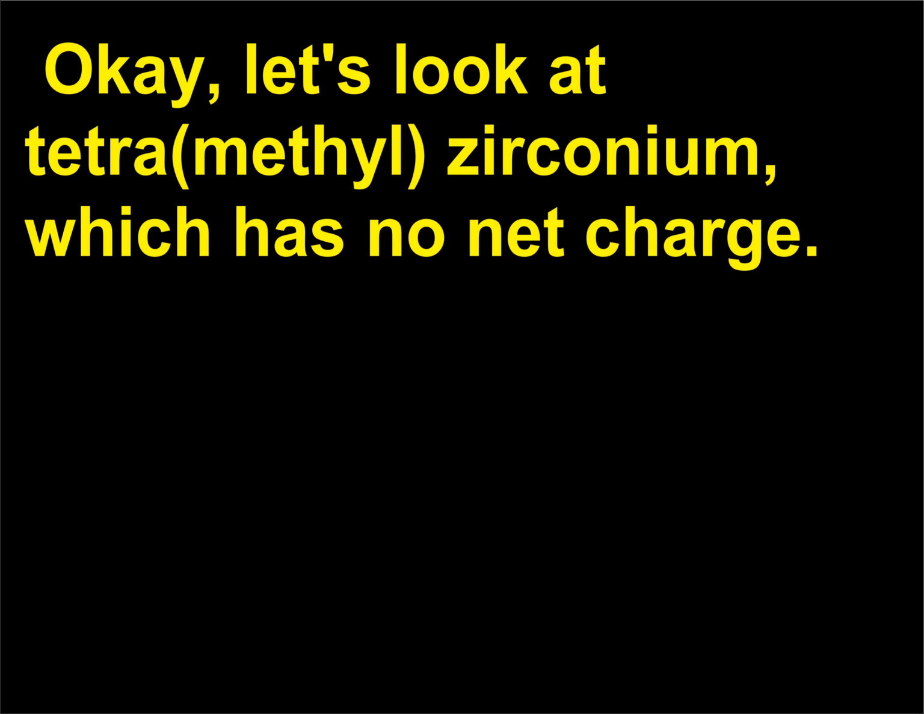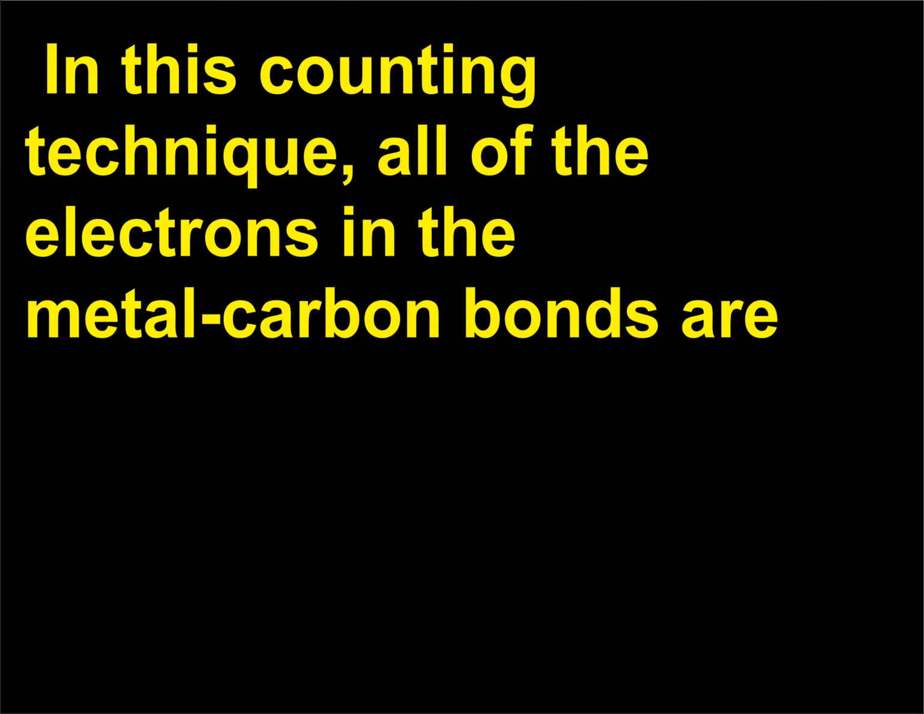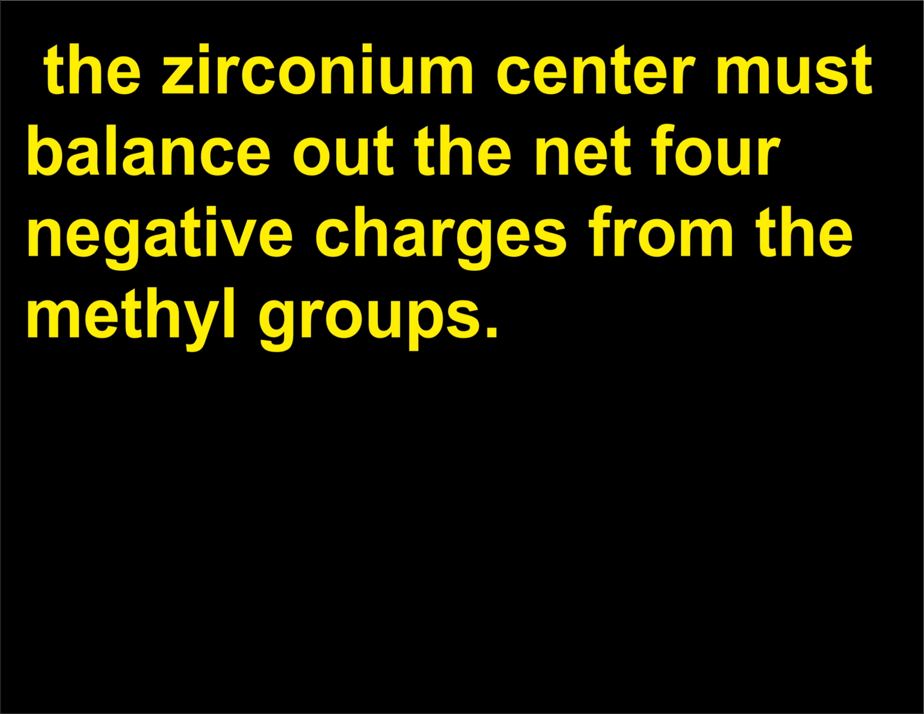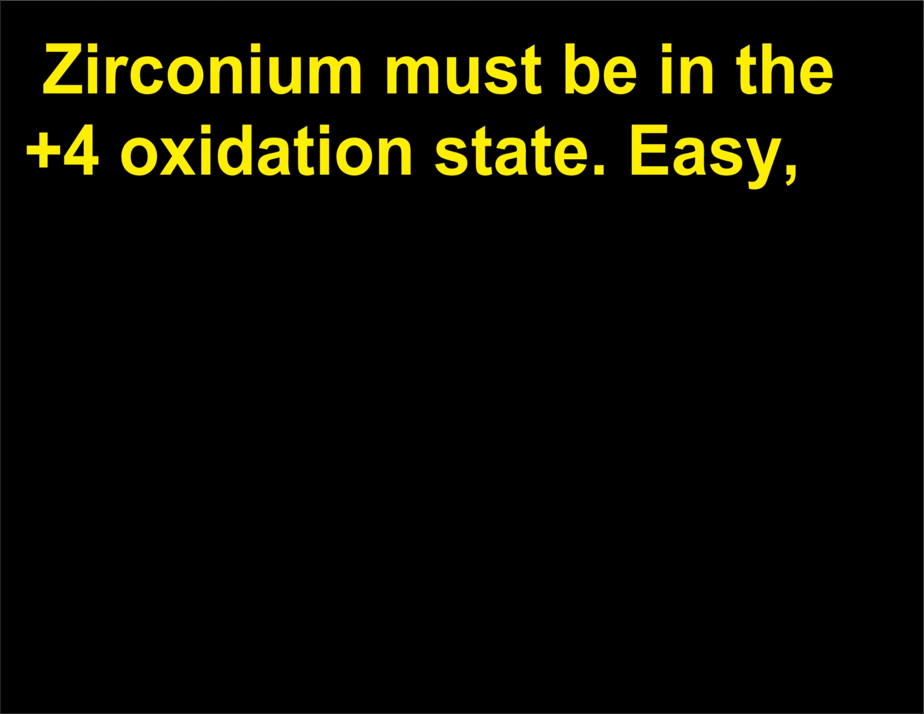Okay, let's look at tetramethylzirconium, which has no net charge. In this counting technique, all of the electrons in the metal carbon bonds are placed on the carbon atoms. So we get 4 methyl anions and 1 zirconium ion. Since this complex has no net charge, the zirconium center must balance out the net 4 negative charges from the methyl groups. Zirconium must be in the plus 4 oxidation state. Easy.